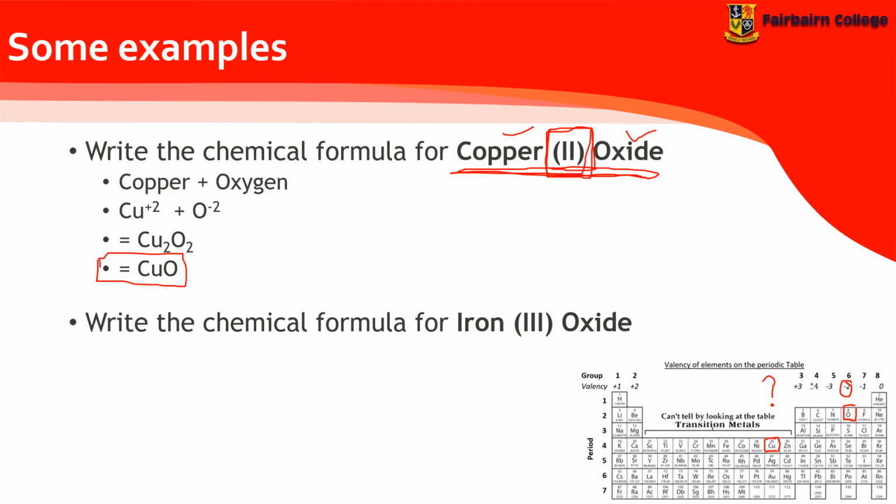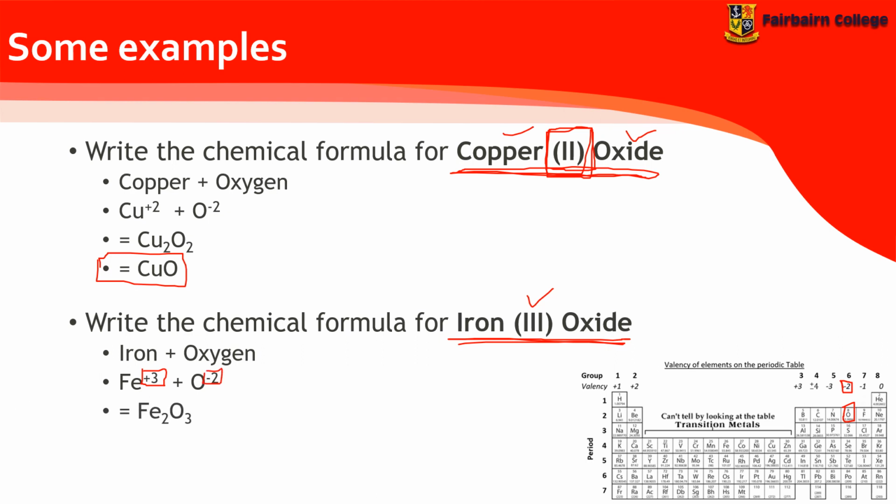Okay, let's look at another example for iron oxide. So we're not going to fall for that trick again. So now we don't even have to go look for iron. We know that iron is going to be +3. And oxygen, again, is -2. Okay, so if you write that out, iron plus oxygen is Fe +3 O -2. And then if we take the numbers over, then we see that it's Fe2O3. And that is the chemical formula for iron oxide.